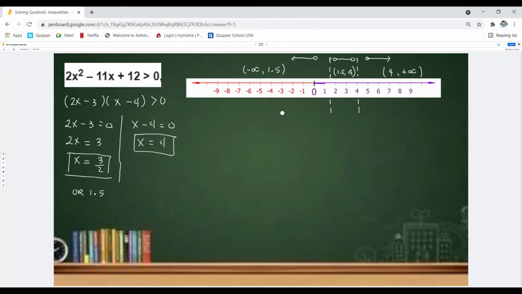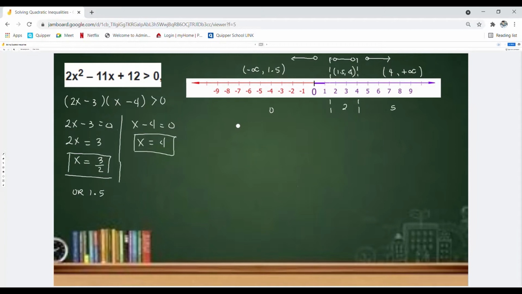I can use here 0 since it's part of this section. Here I'm going to use 2. You can use 3 also. Here I'll use 5 in this section, because you're going to have 5, 6, 7, 8, 9, 10, and so on. Here you can have negative huge numbers, but I just want to use 0. Now I'm going to make use of the factors.